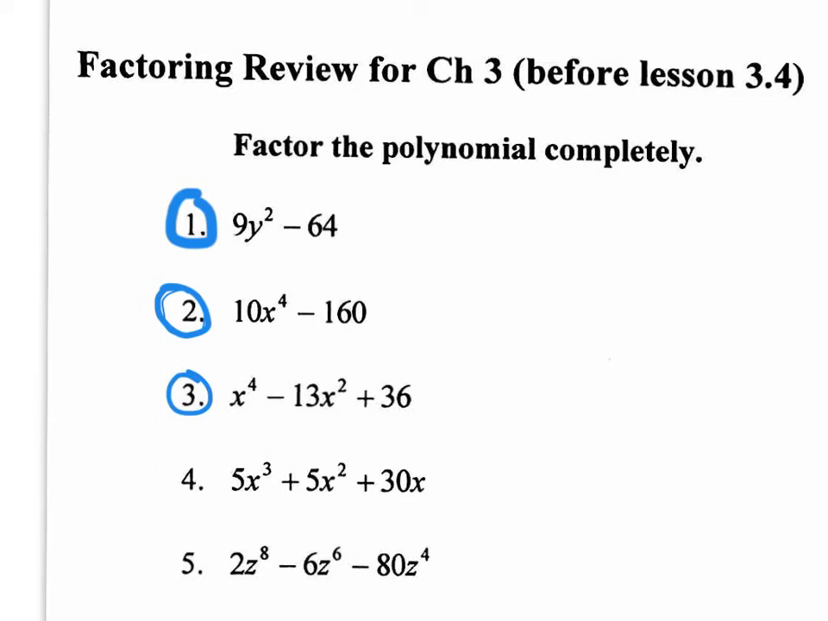Get straight to the homework, guys. All right, number one. What is number one? It says 9y squared minus 64. That's really a difference of two squares.